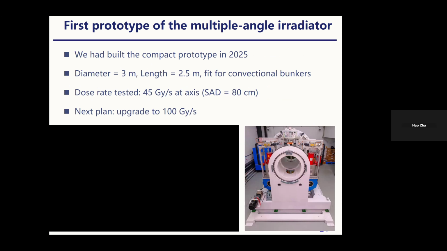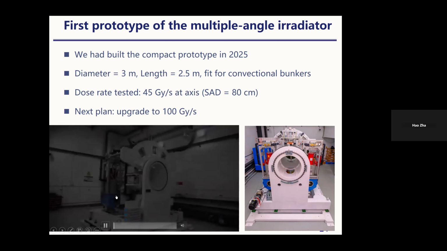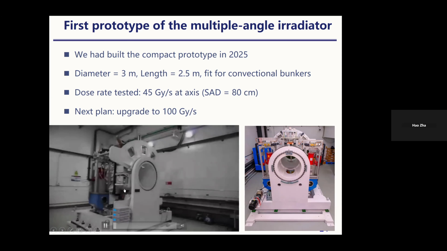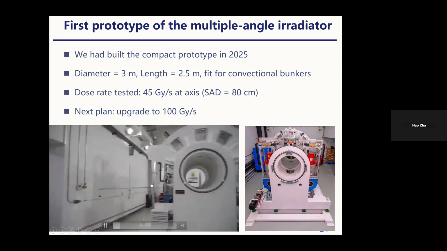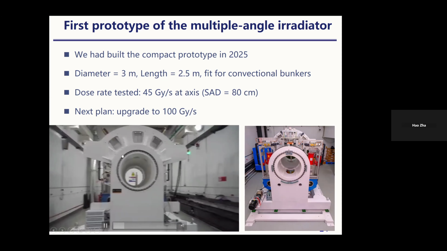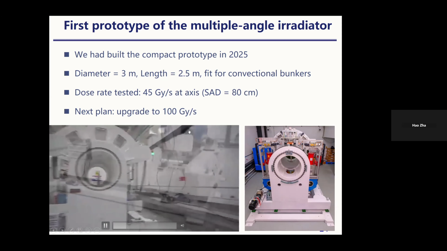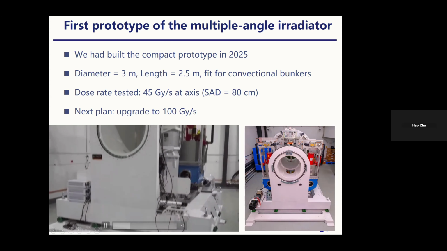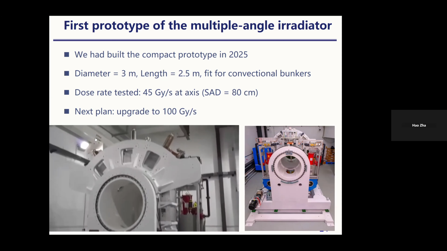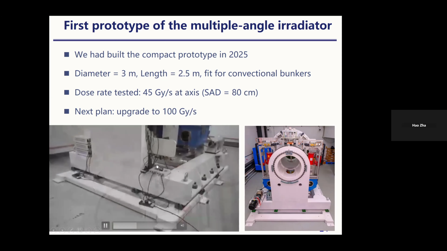So here is the exciting part. We have already built the first prototype last year. So this is our machine. It should be the world's first prototype of multiple angle irradiation. The diameter of this system is about 3 meters, and the length of the machine is about 2.5 meters.